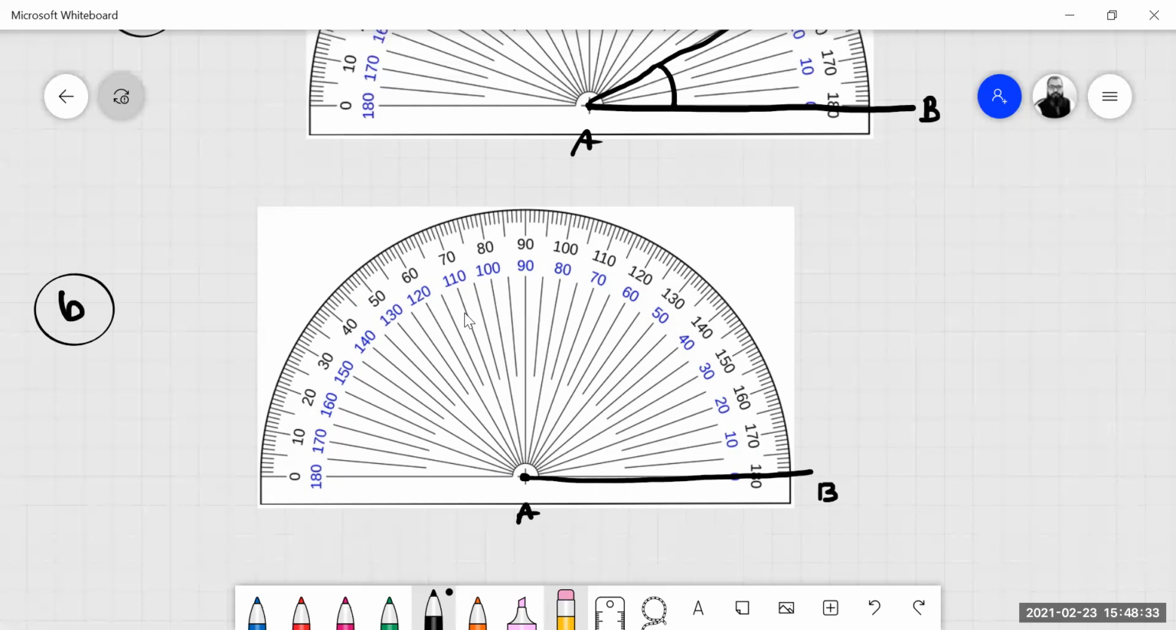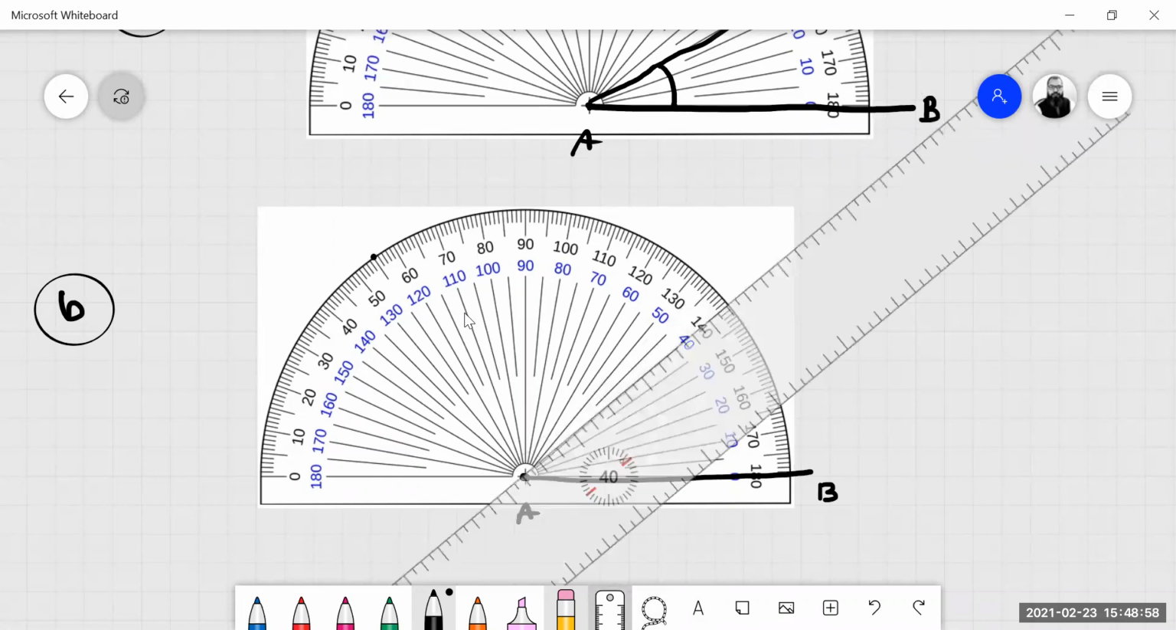Now we need the line at 125. Where is 125? This is 120 and this will be 125 here. Okay. Put the dot here like this on the protractor, between the 120 and 130. Now you can remove the protractor and join these with the scale.